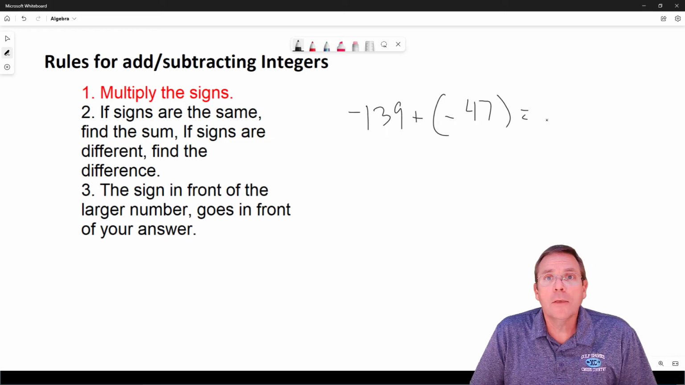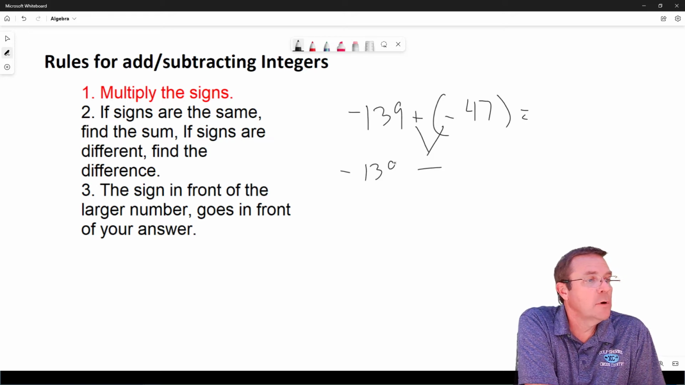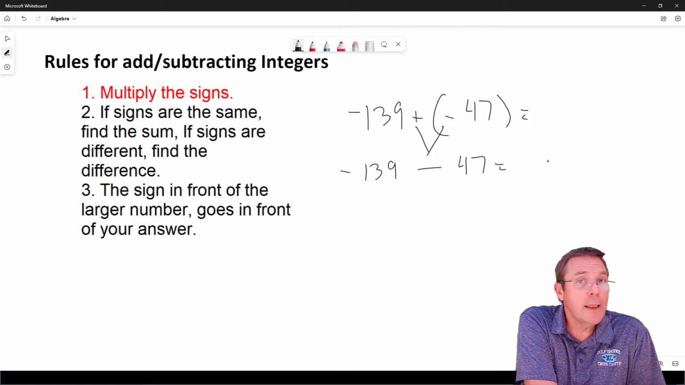Step 1 says to make the ugly problem pretty by multiplying the signs. A positive times a negative is a negative. Now I have a negative 139 minus 47. Signs are the same. Find the sum. So let's see, that's going to be 186.